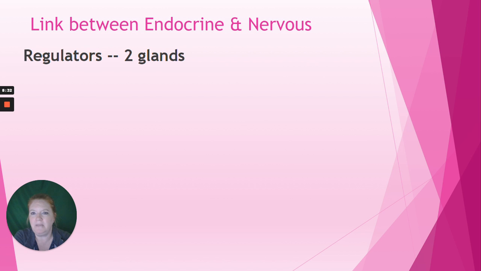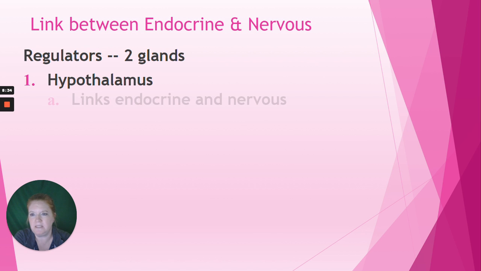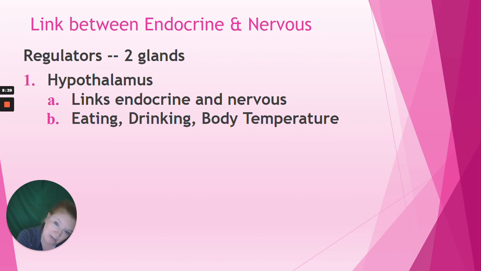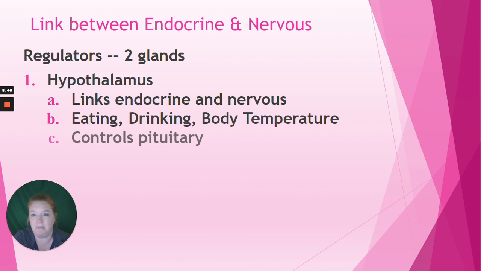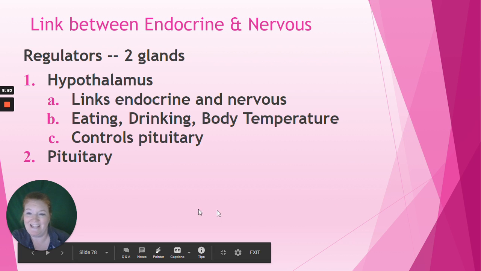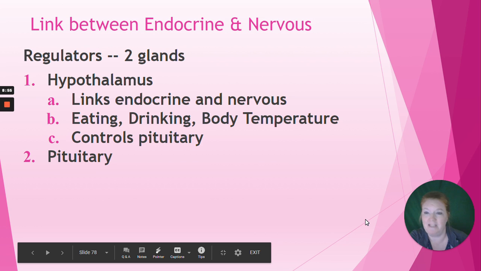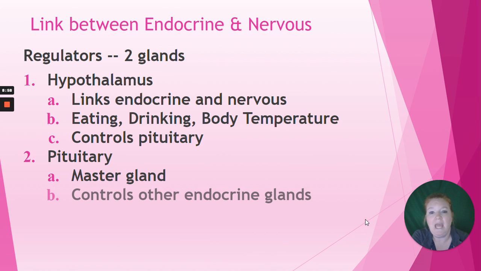What is the link between the endocrine system and the nervous system? There are two regulators. First one is the hypothalamus. That's in your brain. It links the endocrine and nervous system and controls some basic things like eating, drinking, and body temperature. But the most important part for that is it controls the pituitary gland. The pituitary gland is the master gland. Okay? It's your master endocrine gland. And it controls all the other endocrine glands. It makes so many different hormones that stimulate and regulate other glands.